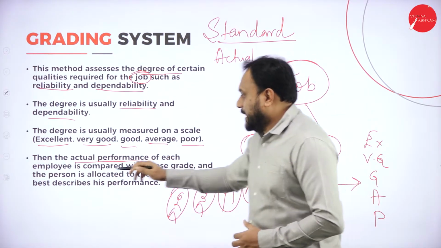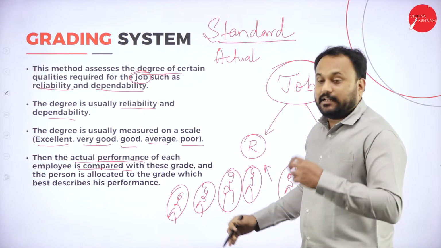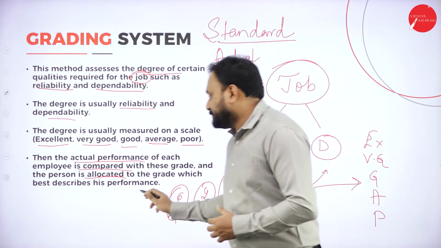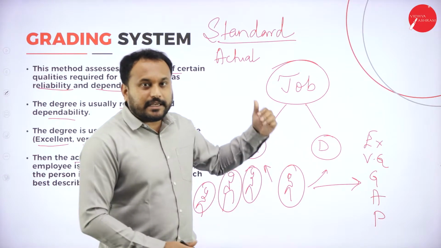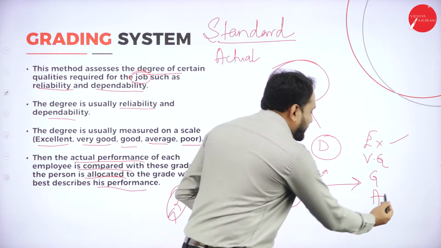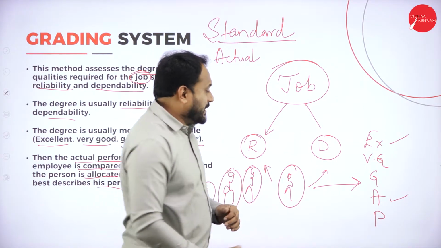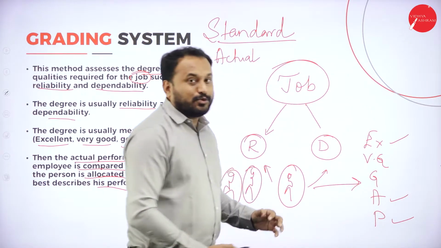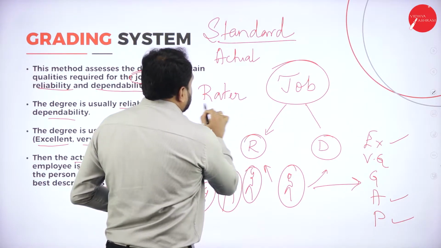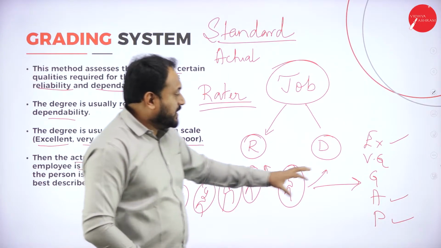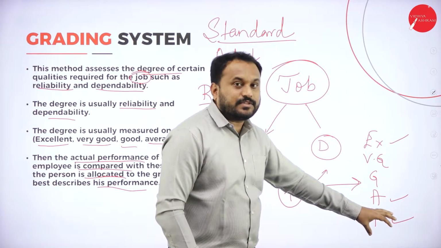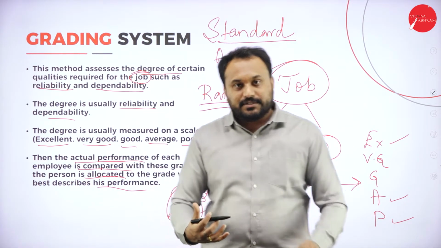So here each employee is compared with this grade and the person is allocated to the grade which best describes his performance. If he is really good, they'll go with excellent as a point for that person. If he is average, they go with average. Now if he is really poor, what happens? If somebody gives him the grading, that person who grades we call a rater. Now this rater, if he gives a point, say poor, this job will not be done by this person. That is what the grading system helps us.